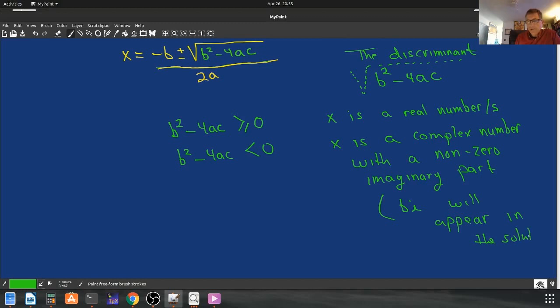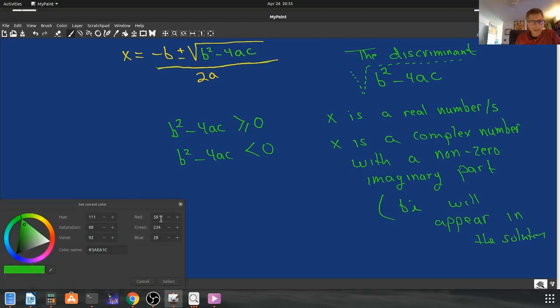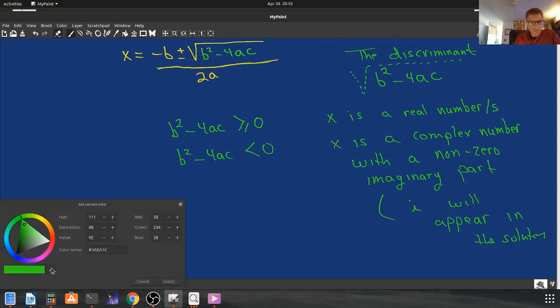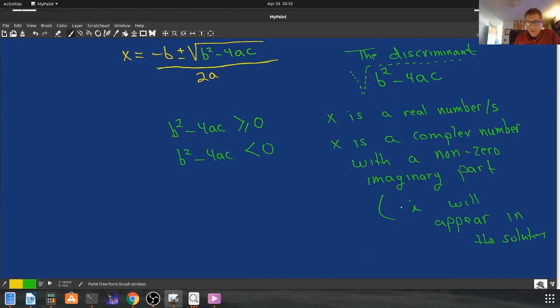And here I probably should have not used b. I'm taking it back because the b I used there is not related to the b up here, and that may be confusing. So some multiple m times I, m is a real number, will appear in the solution. That's all of that. X is a complex number with non-zero imaginary part. This is all that verbiage means, is that m times I will appear in the solution where m is not equal to 0.